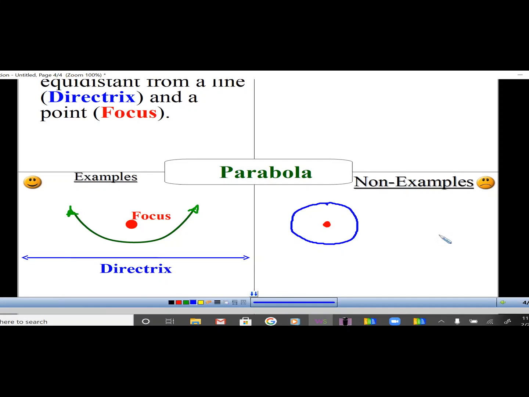All right, let me give you another one. How about this one? Is this obvious that it's not a parabola? Yes, because it's a square. How about this one? Yeah, that's not a parabola because it's a triangle. And how about this one? That's not a parabola because it's a straight line.